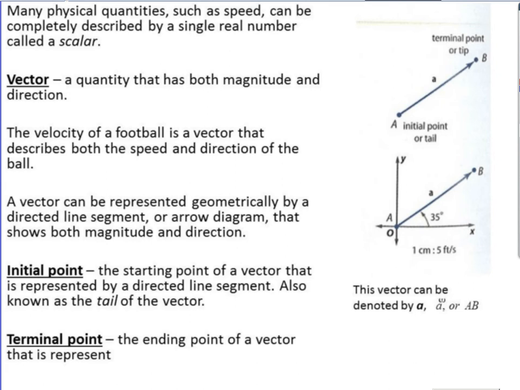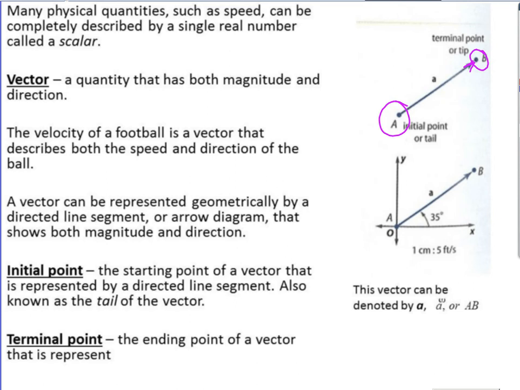So if we look at the vectors on the right, a vector is always going to have an initial point and a terminal point. The terminal point is going to be where the arrow is located. Most of the time they're going to show you these on a coordinate plane, so they can also tell you the direction, so what degree it is, and it's going to tell you the magnitude or the length.